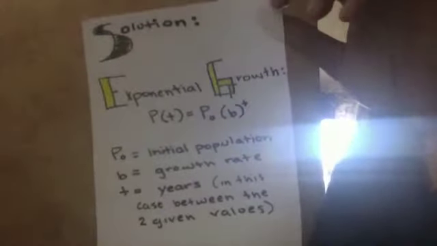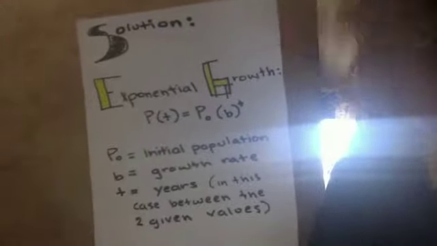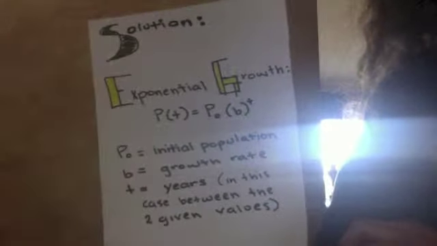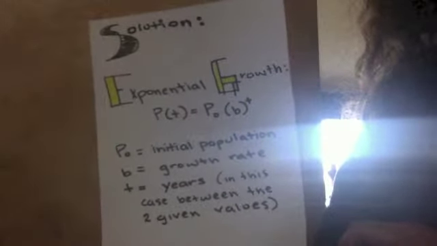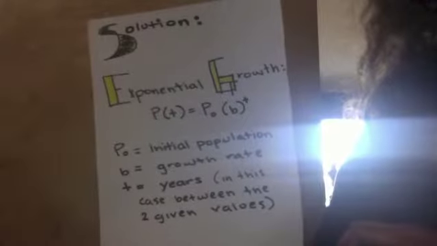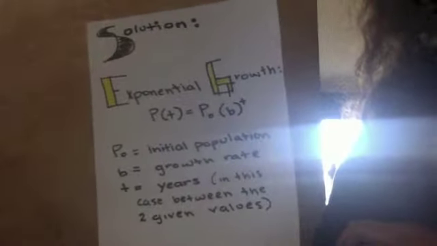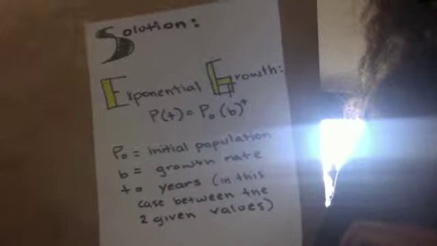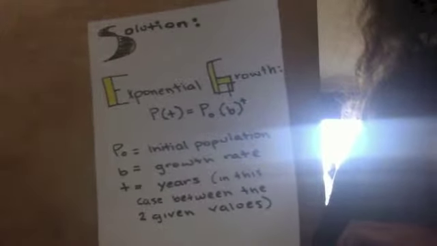Solution of exponential growth. Here's the equation: P of t equals P initial times B to the t. P initial is the initial population. B is the growth rate. T is the years, in this case between the two given values in the data table. We will be using it to solve it graphically and algebraically. First, we will be solving graphically according to the TI-84 Plus Silver Edition.